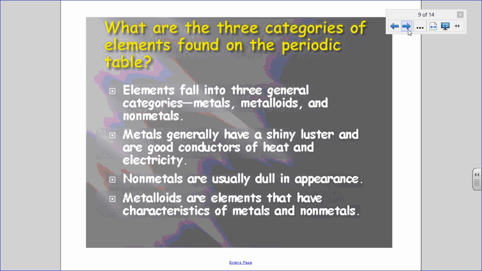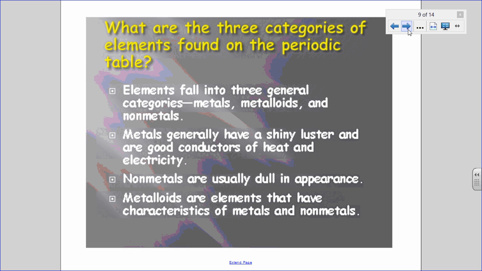What are the three categories of elements found on the periodic table? When you look at the periodic table, there are three main categories of elements that you have. There are metals, metalloids, and nonmetals. Now, all of these different classes or categories of elements, they have similar properties.